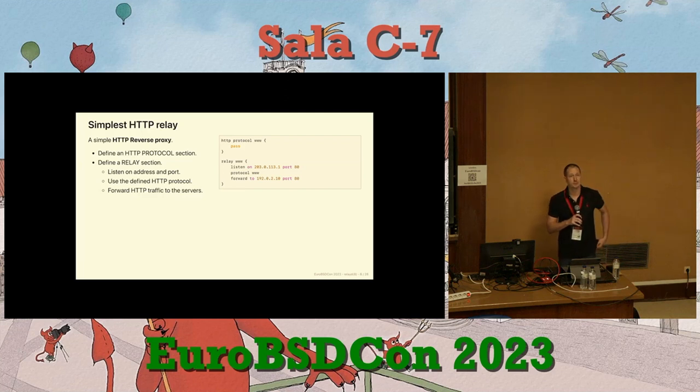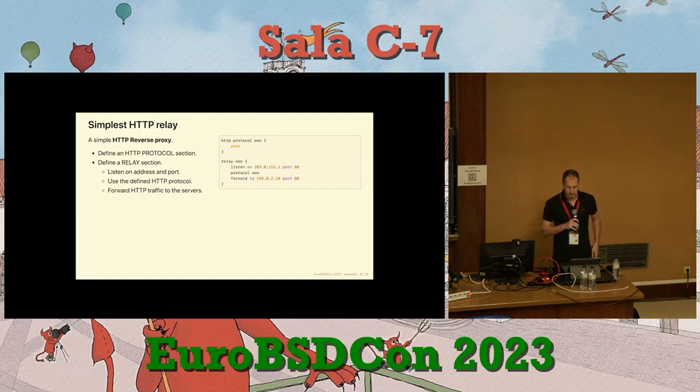And www is the name you can use. You can do whatever you want with the names. There may be issues if you're trying to use underscore or dash. There were sometimes weird things happening, so just try not to use them. And when you define the protocol, it's just saying, take something as a request and pass it to the server, do nothing more. Then what you define is the relay section, where you tell relayd where to listen.